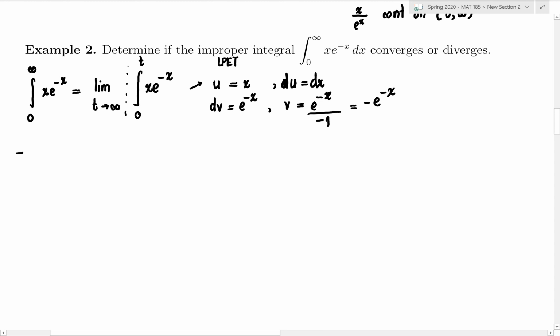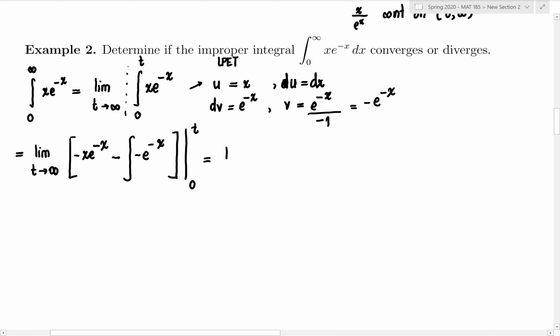So if I put this together here, I have the limit as t approaches infinity, which stays as it is, and then we have uv, which is negative x e to the negative x, minus the integral of v du, which is negative e to the negative x, and all of this from 0 to t.